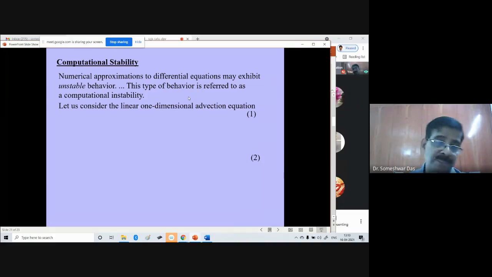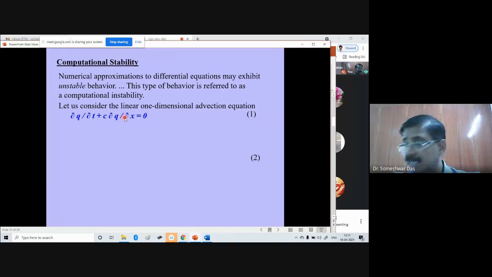So let's consider the linear one-dimensional advection equation just as an example, because the momentum equation also has advection terms, right? Advection can be both horizontal as well as vertical. As an illustration, let's consider a linear one-dimensional advection equation, given by ∂q/∂t + c ∂q/∂x = 0. This is a pure advection equation. Rate of change of q plus c, the speed, times ∂q/∂x, the horizontal gradient of q.